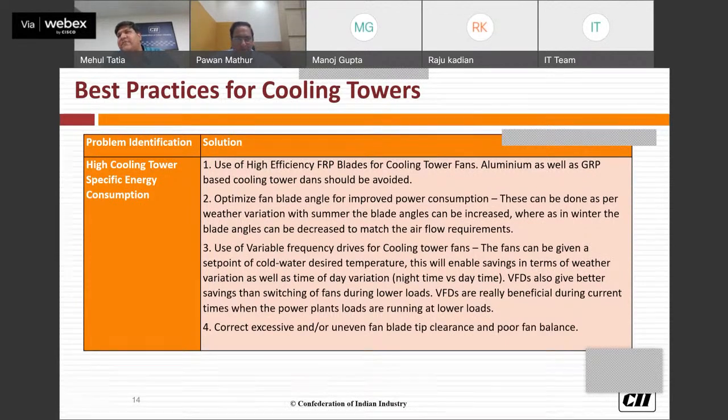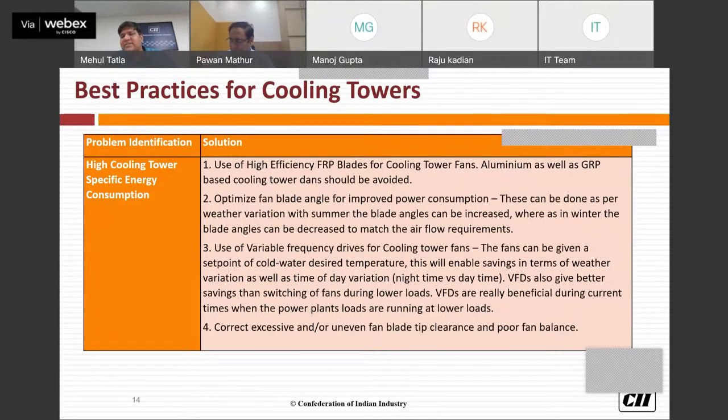Now, even in FRP blades, there are higher efficiency FRP blades available, which actually improve your specific energy consumption of cooling towers by almost 15 to 20%. I'm talking about FRP to FRP conversion. If I compare it with aluminum or GRP, it would be at least 30 to 40, 50% more.